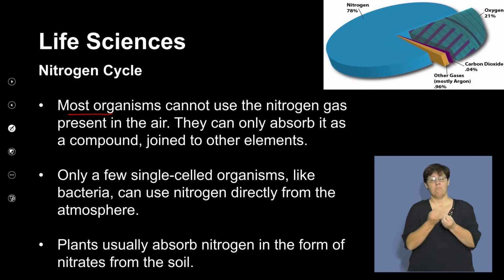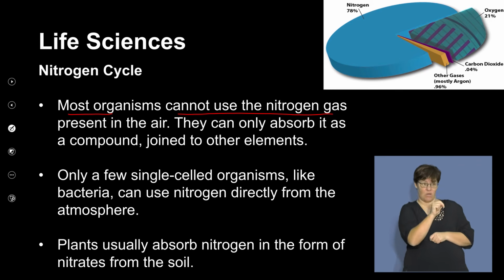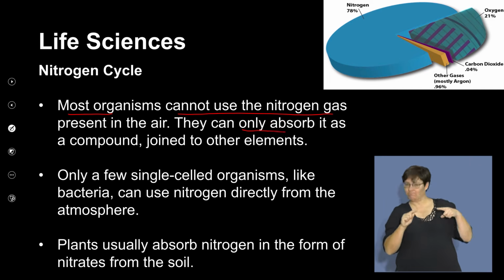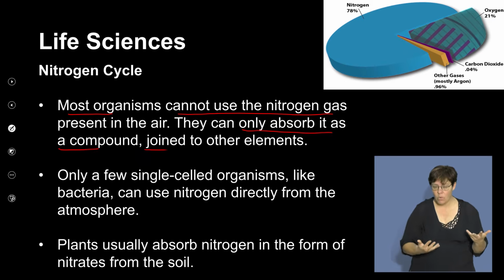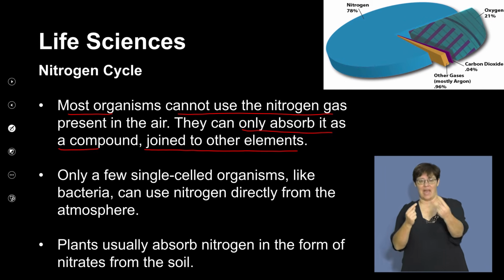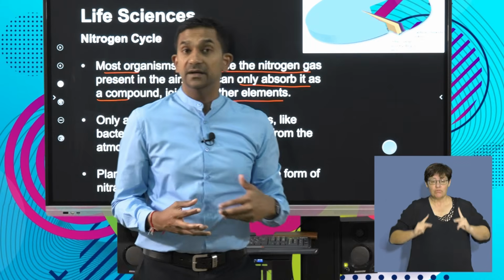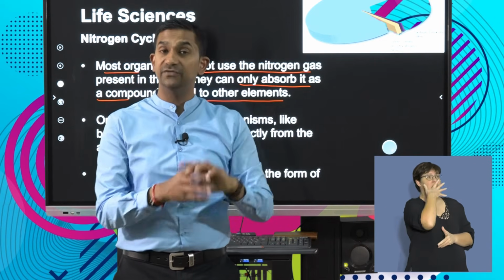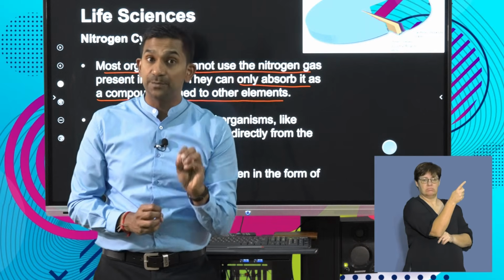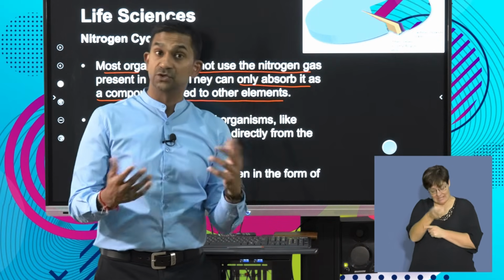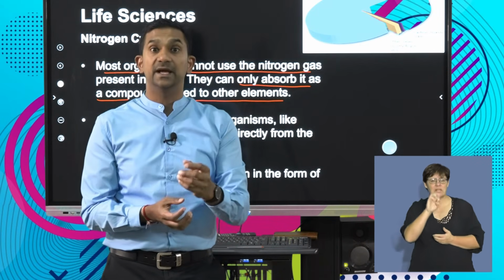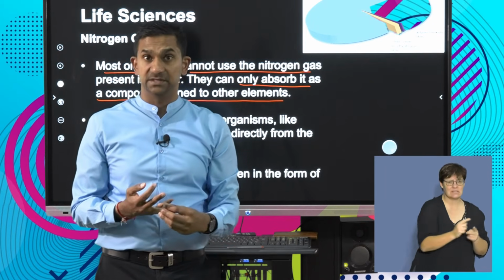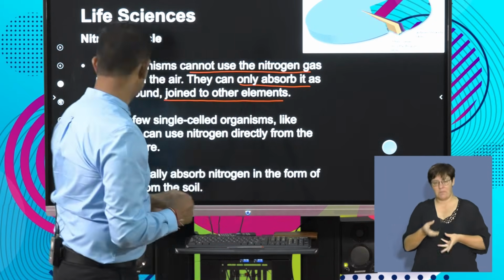Most organisms cannot use the nitrogen gas present in the air. They can only absorb it as a compound joined together with other elements. Again, humans require lots of nitrogen, and we don't get this by inhaling that nitrogen. We've got to be able to access that from the proteins we consume. So where do our proteins come from? They come from plants, they come from animals. So let's look at how that happens as well.